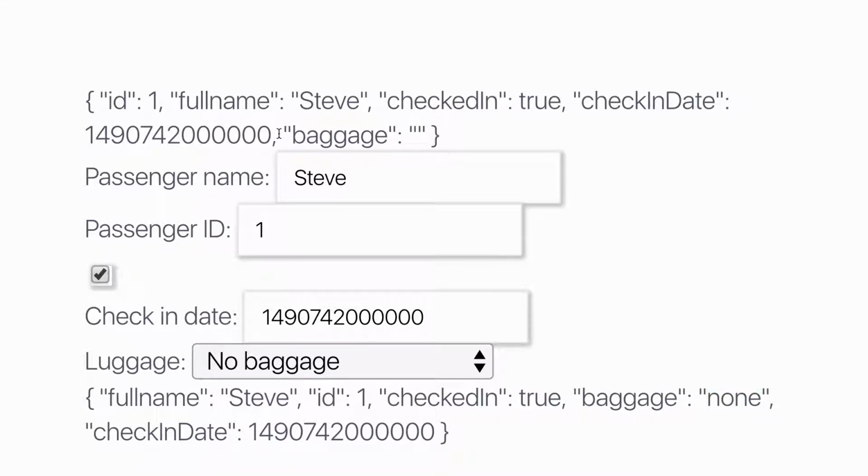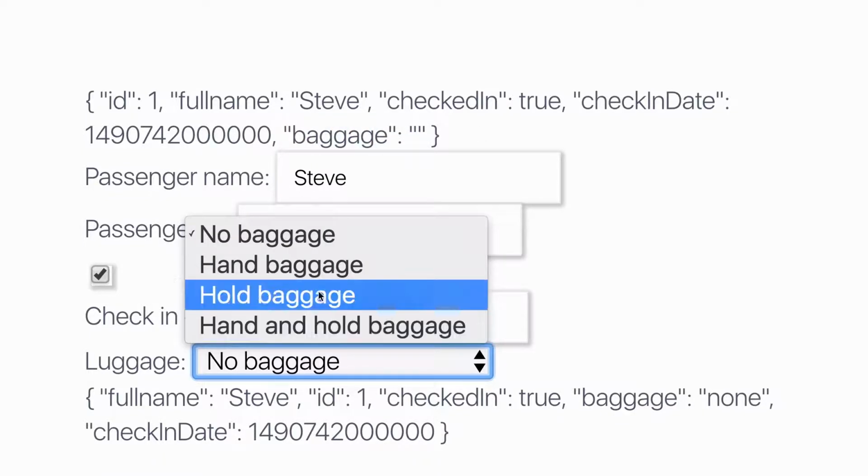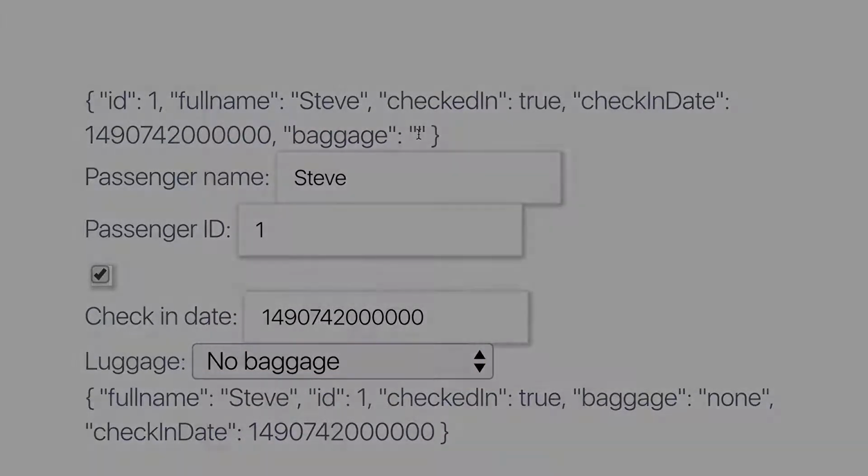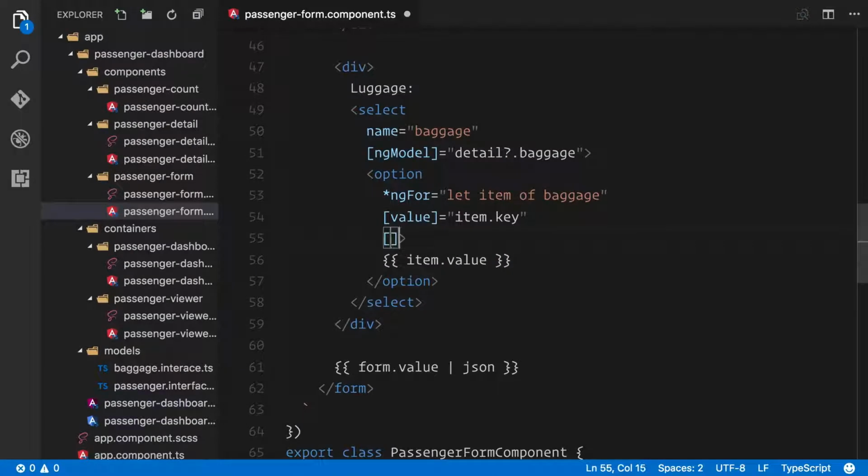So this is working correctly. However, if Steve did have an existing item, we want to set that selected property to be the default. So let's go back and implement that functionality. All we need to do for this is use the selected property. Selected you should be used to if you've used an option element before. So what we can do is just do selected. Now what we want to do is just a simple comparison check. So we can say if the item.key equals detail, we'll do our safety question mark dot baggage. Then we can set that value dynamically to the selected item.